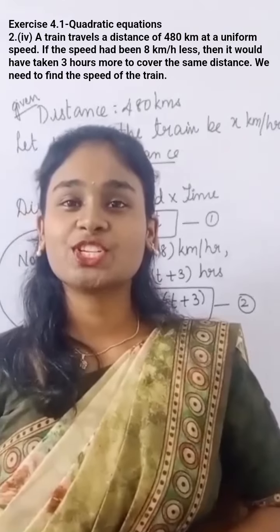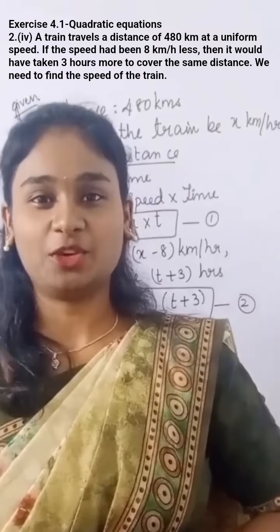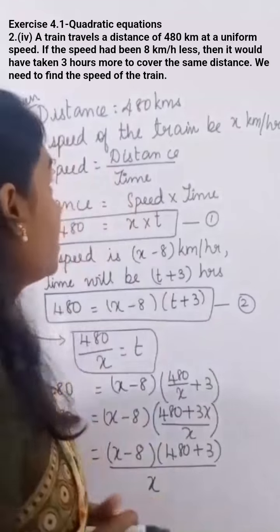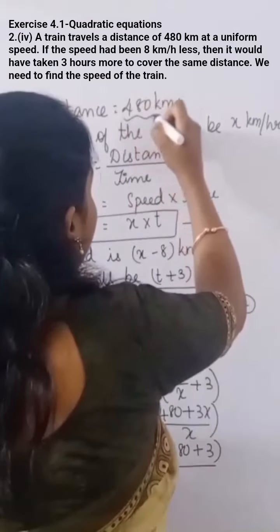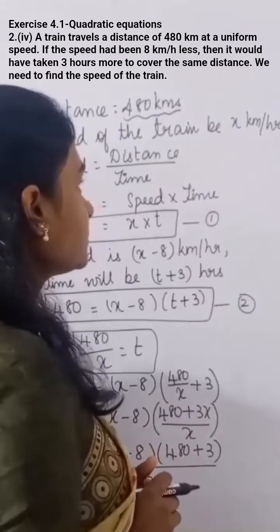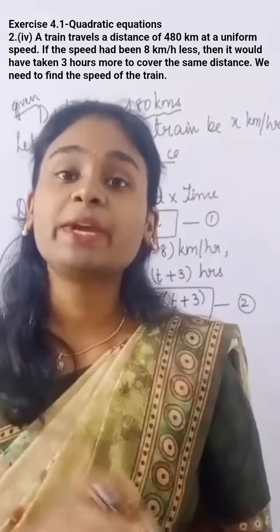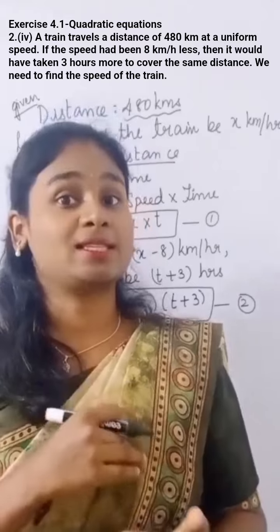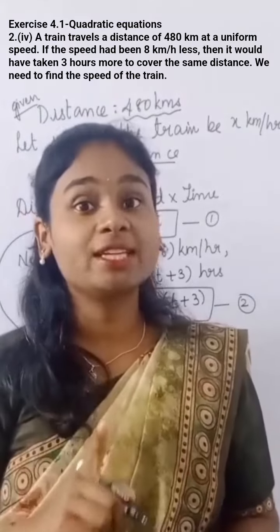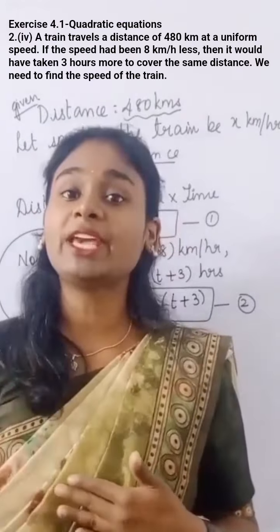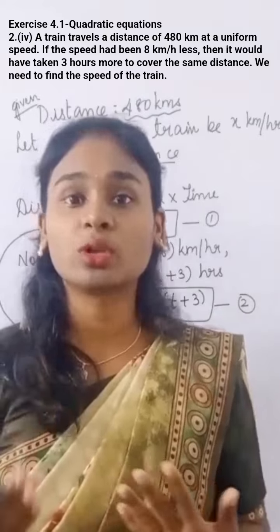Let us solve the fifth question under exercise 4.1, quadratic equations. It says there's a train traveling for about 480 kilometers at a uniform speed. If the speed was 8 kilometers per hour less, then the time taken for the train also will be more, isn't it?